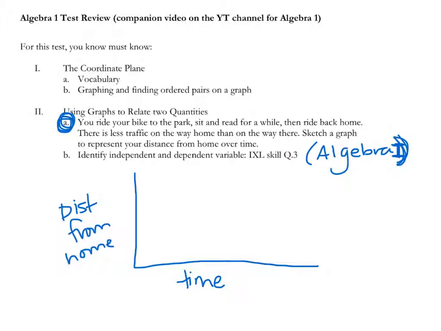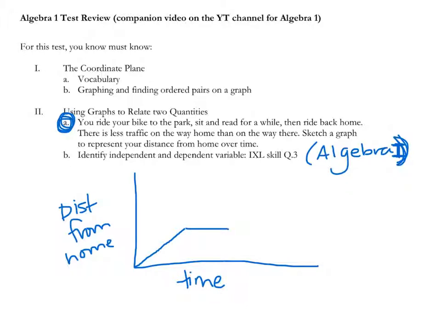elapsed. Well, shoot, I'm not a grammar teacher. That's a good thing. All right, so as you go up, distance from home increases, and as you go from left to right, the time increases. So you're starting at home, and you ride to the park. You hang out at the park for a while, and then you go home.